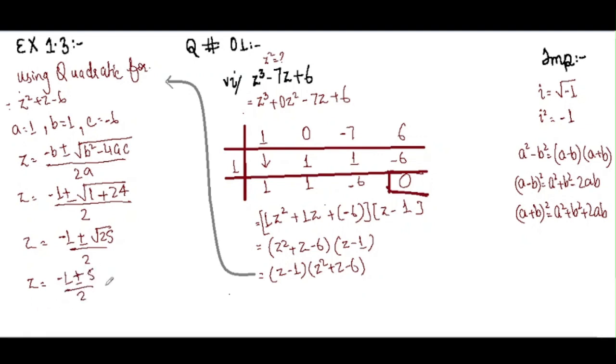Now first of all we are going to solve it with the positive sign and then with the negative sign. So for z1 equals minus 1 plus 5 by 2. So 5 minus 1 gives us 4 by 2, which is equal to 2. Now we are going to solve for z2. z2 equals minus 1 minus 5 whole divided by 2, which is minus 6 by 2, gives us minus 3. So the two values of z are minus 3 and 2.